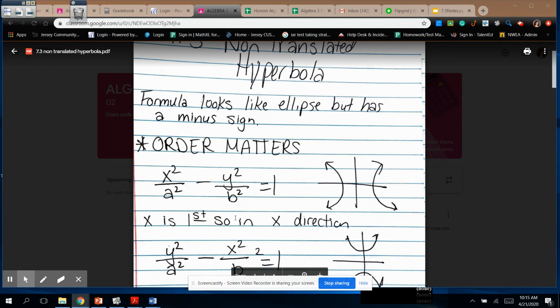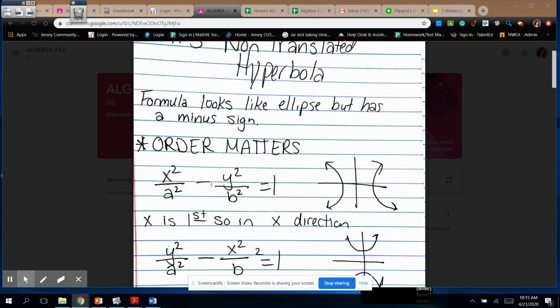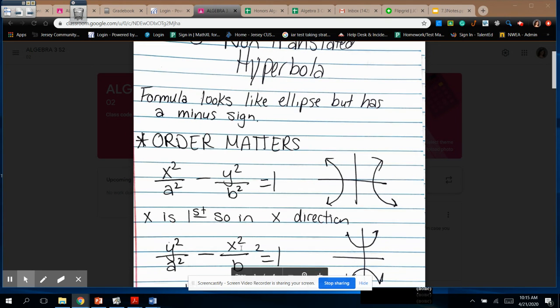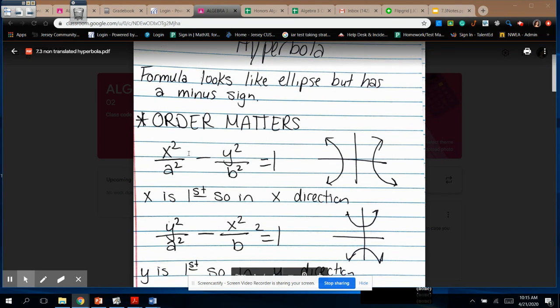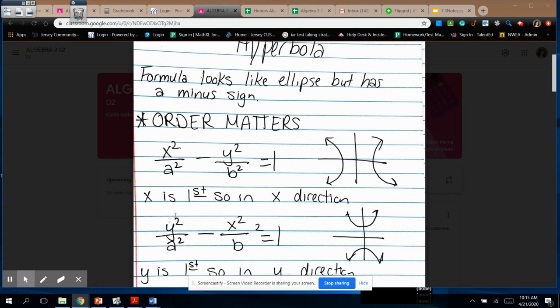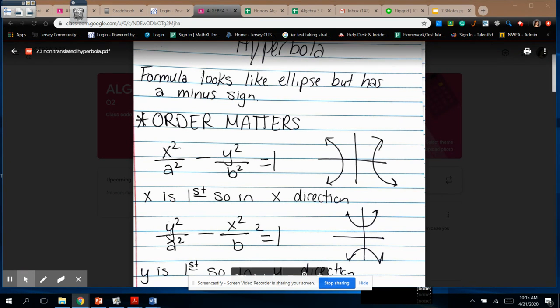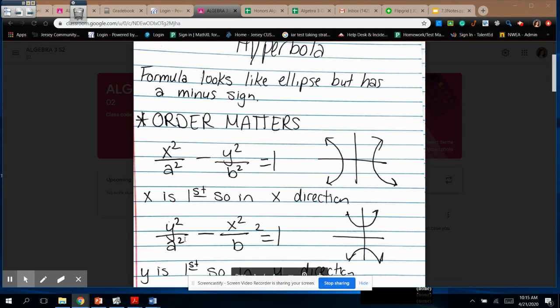The formula looks very much like an ellipse, except there's a minus sign in front of it. And the other big difference is a squared is always first. So in this example, the x squared and the y squared might switch, but a squared is whatever's first. It's not what's biggest. So that's another big difference.